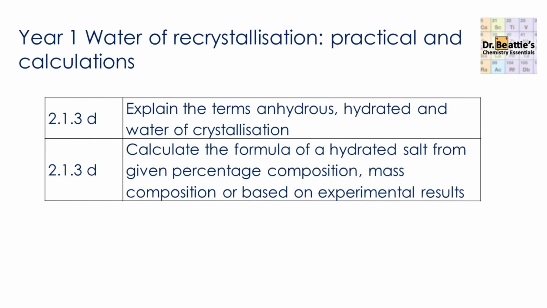In this video we're going to be looking at water of crystallization, so both looking at what the practical involves and then also calculations in order to work out how many molecules of water are in a hydrated crystallized salt. So, as an example, if we took copper sulfate, CuSO4, in its hydrated form, it is CuSO4 with X number of water molecules around it. So hydrated means it's a crystallized compound containing water molecules.